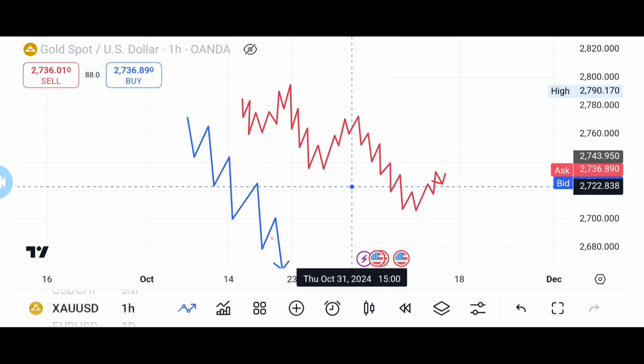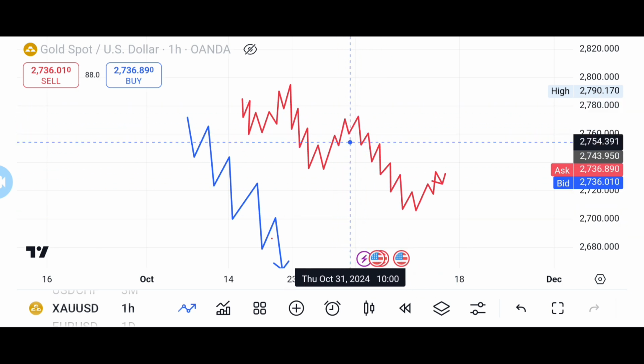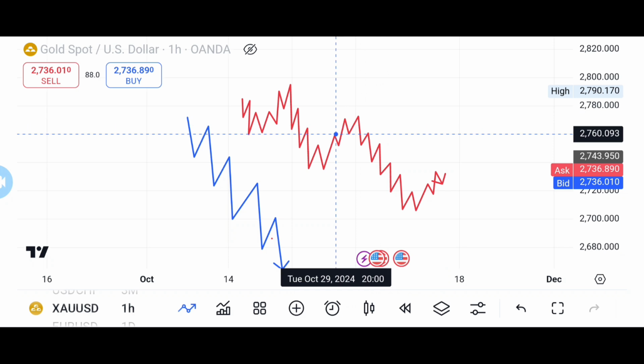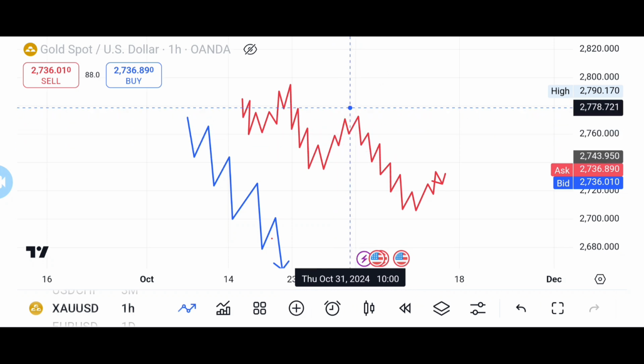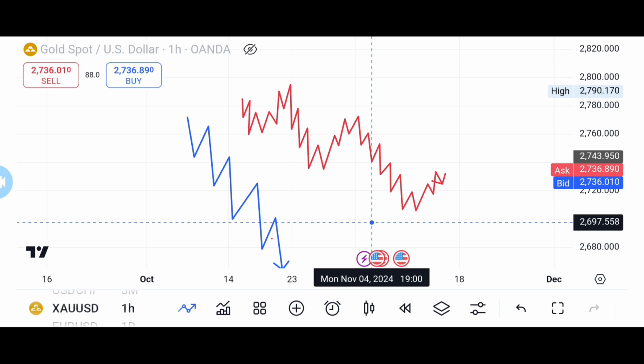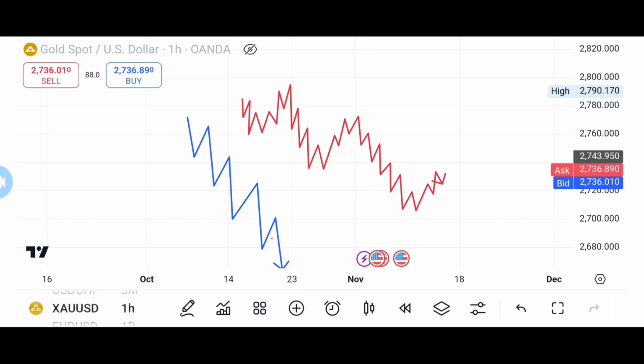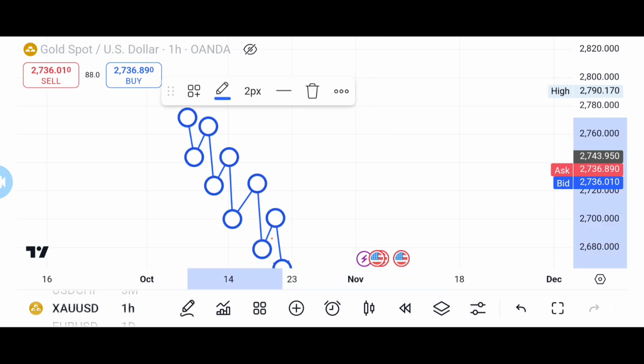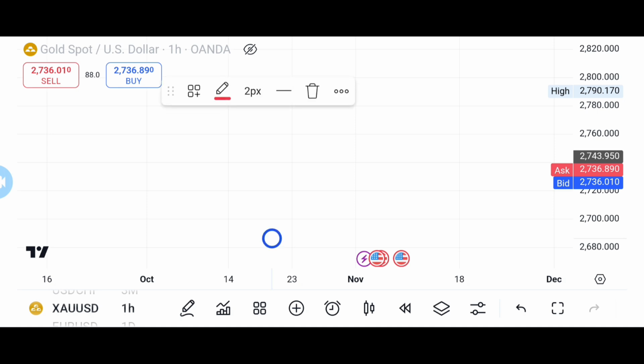So what is going to happen here? That's what I'm calling the setup I'm looking for when it comes to my macro time frame. So it is the opposite of bullish. Why am I saying so?